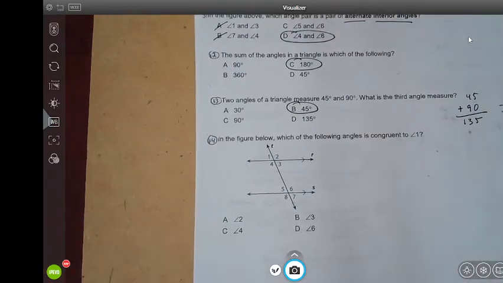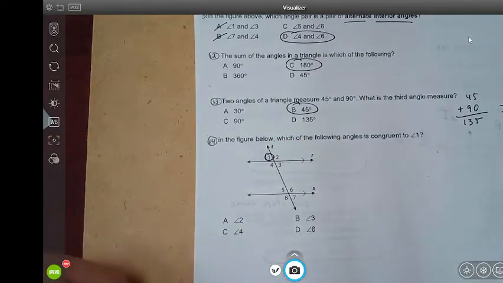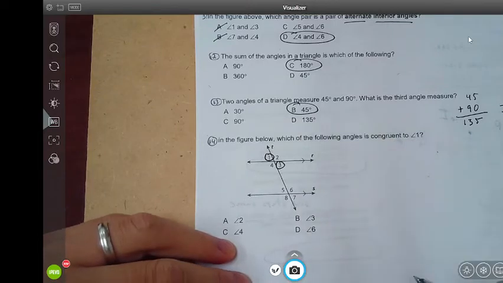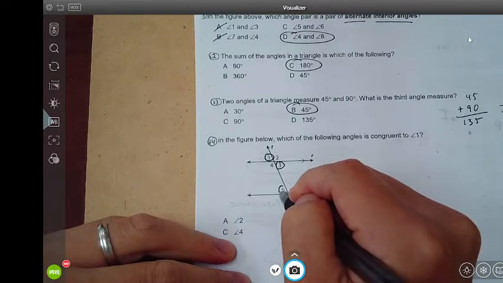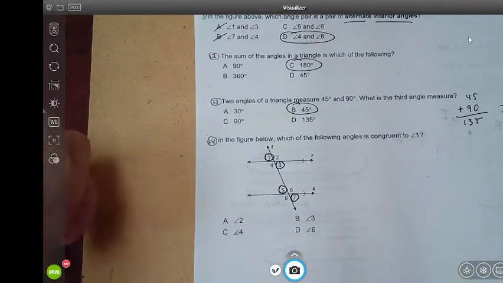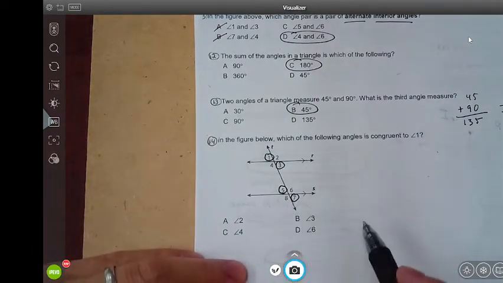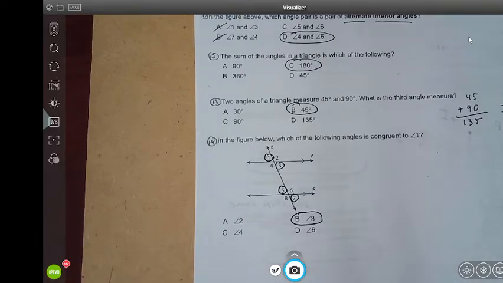In the figure below, which of the following angles is congruent to angle 1? All right, so let's circle angle 1. Let's circle the vertical angle to it. Vertical angles are congruent, so 1 and 3 are congruent. And then the corresponding angles to 1 and 3: corresponding to 1 is 5, corresponding to 3 is 7. So 1, 3, 5, and 7 are all congruent. Looking at our options, the only one that's on there is angle 3.